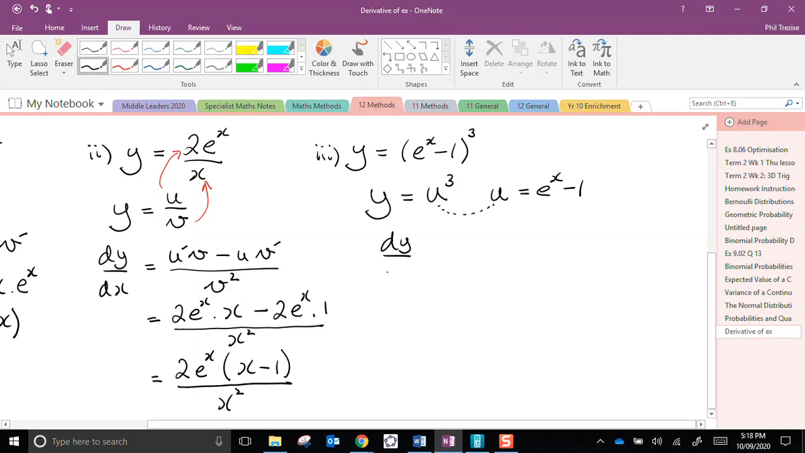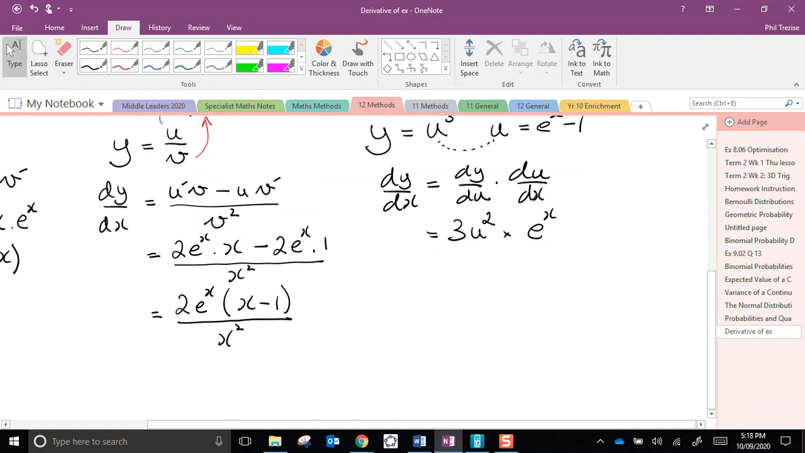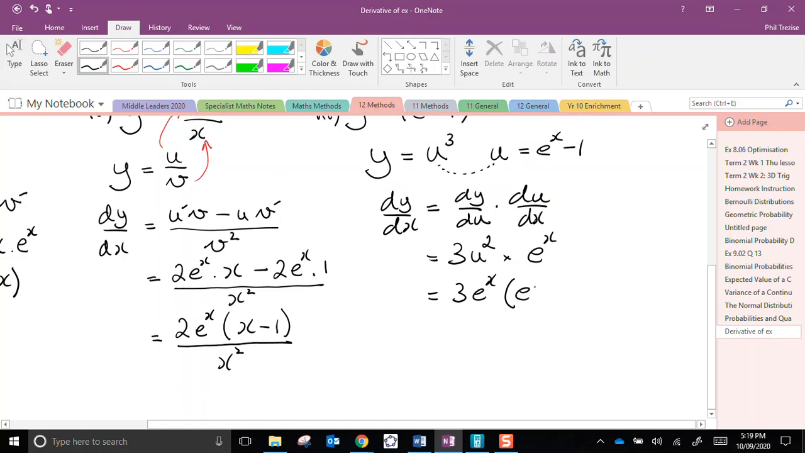So my derivative, dy dx, is dy du, that's the first one, by du dx, that's the second one. dy du will be 3u squared multiplied by the derivative of e to the x, which is e to the x, take away the derivative of 1, which is nothing, so just e to the x. And I'll write this neatly as 3 e to the x, and then the u part of it is e to the x, take 1, which was squared.